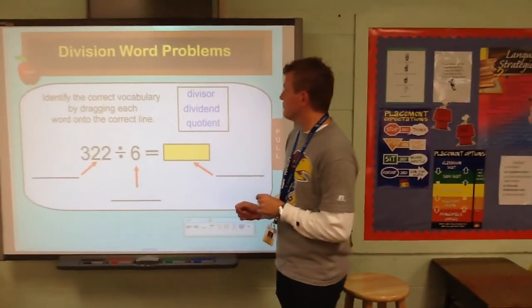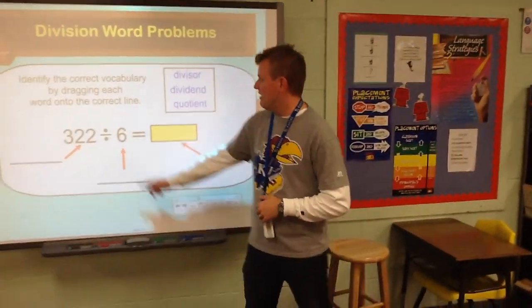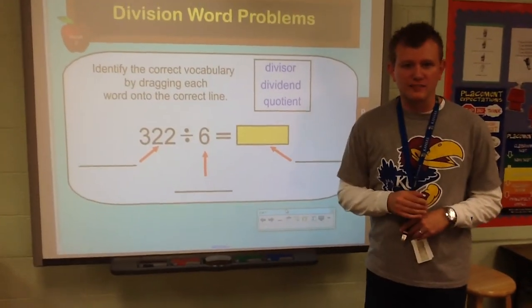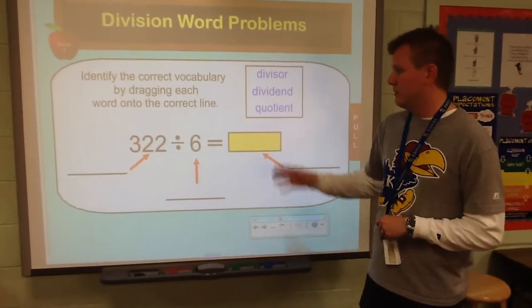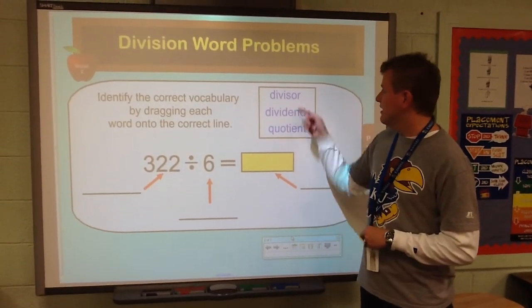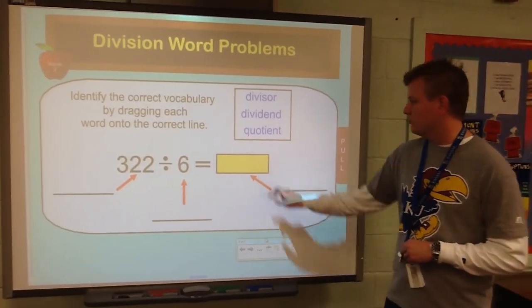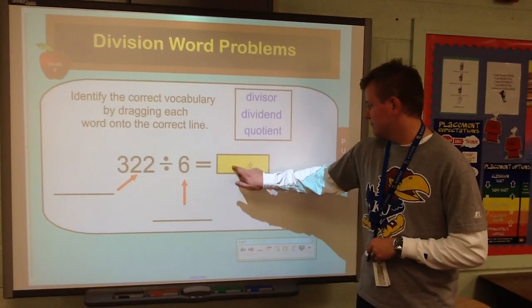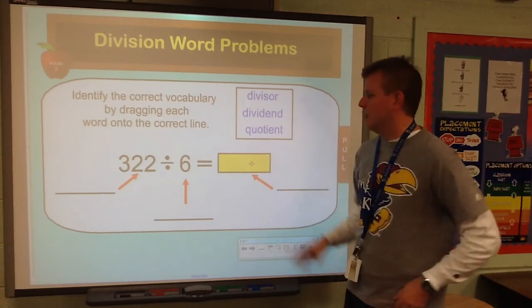But today we're going to start on some division word problems. And so first things first, let's do a little review. I have 322 divided by 6. We know how to solve that problem. I know you know how to solve that problem, so I'm not worried about that right now. What I'm worried about is that you know the vocabulary. Okay? We got divisor, we got dividend, we got quotient. I'll even give you the answer. Maybe. Maybe not. Oh well.